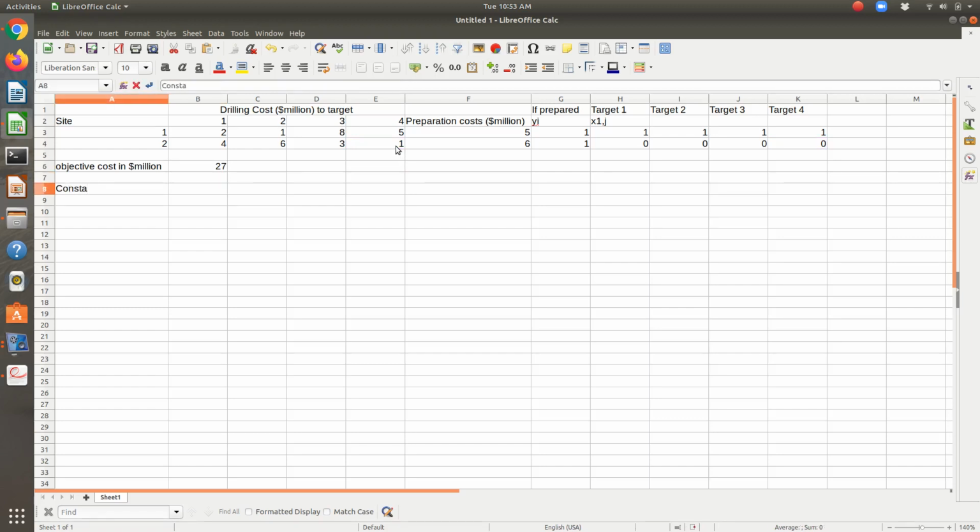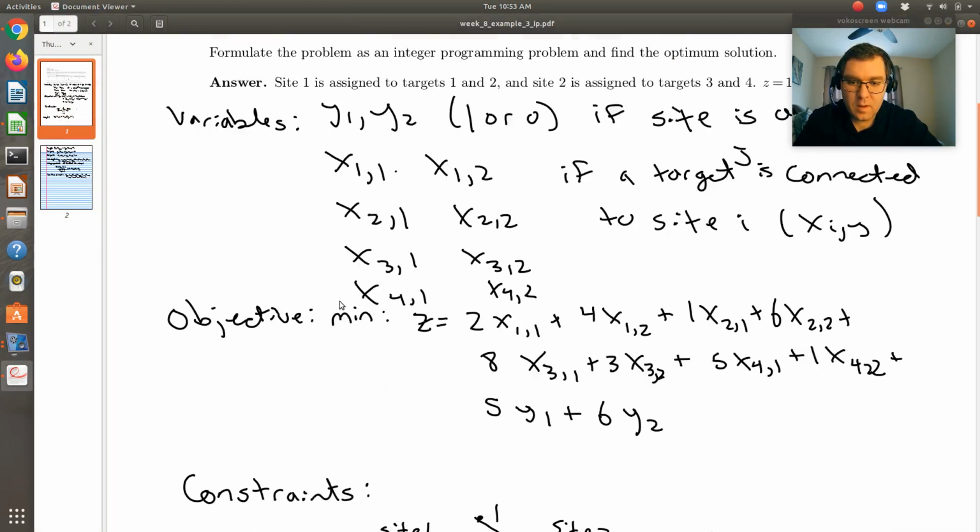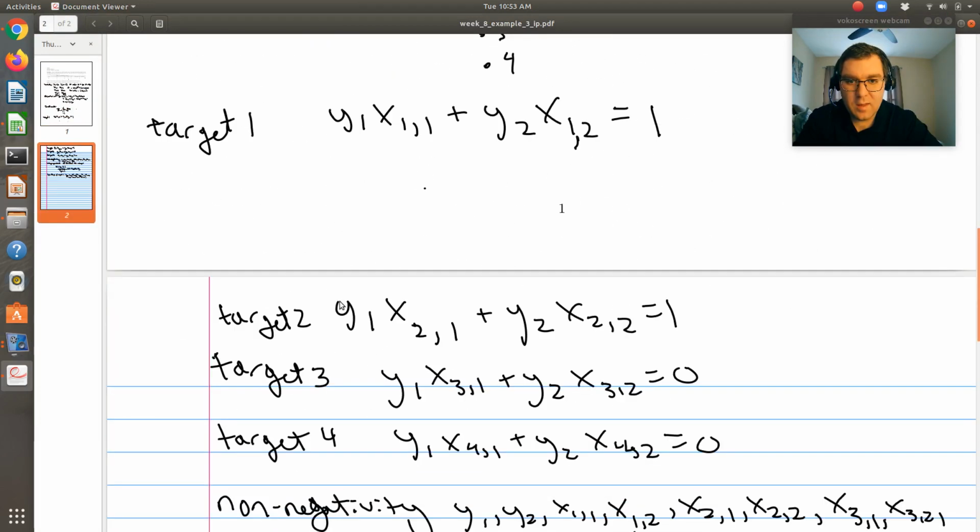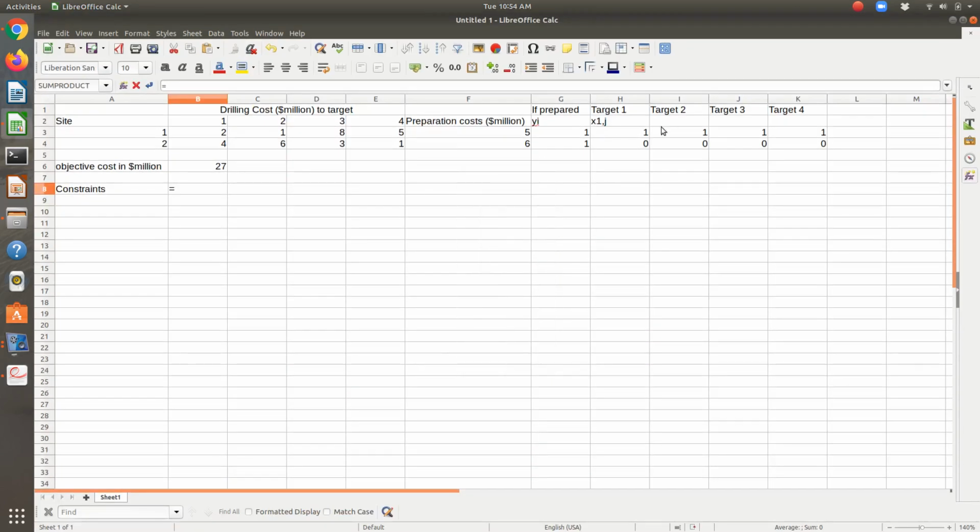Now I need to add in our constraints. Our constraints are basically going to be that we're only going to connect each target to one of our sites. So it's going to be whether or not that site's prepared times the connection from target to site, summed over both sites, and that has to be equal to 1. So let's say we'll have a constraint for target 1, target 2, target 3, target 4.